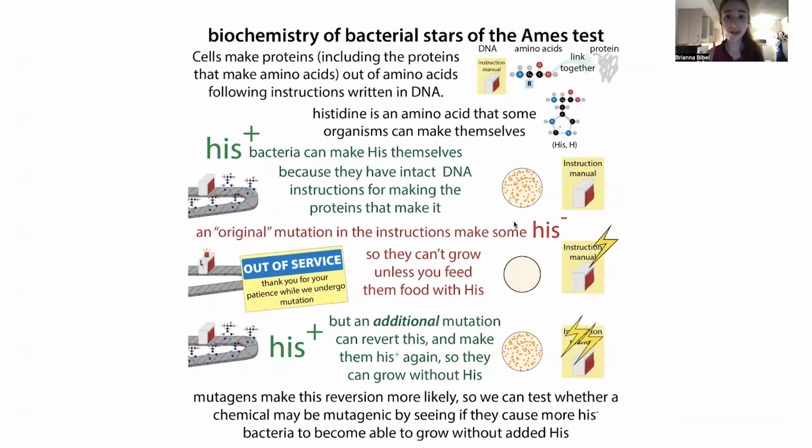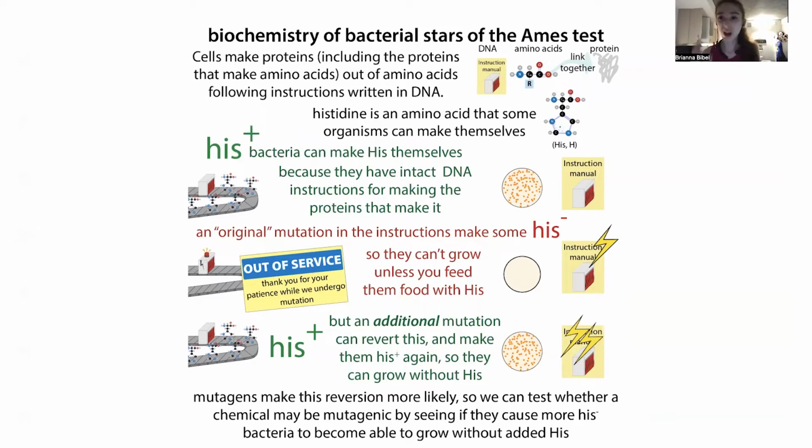So this would be a histidine autotroph or whatever. So it can make histidine itself. And so it's going to be able to grow in a plate even if the food doesn't have histidine. It doesn't need it from its food, it can make it itself.